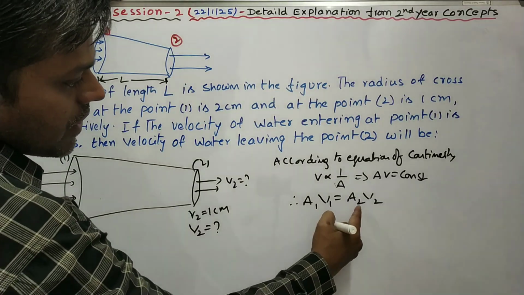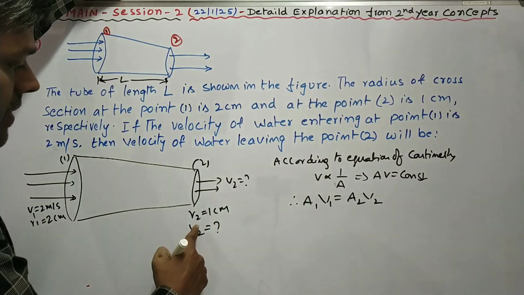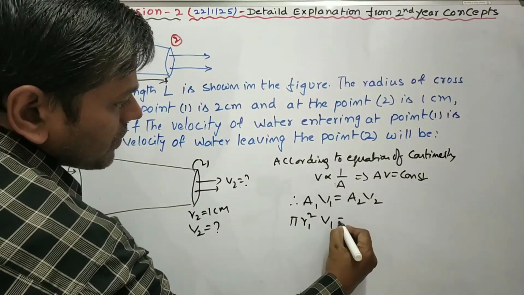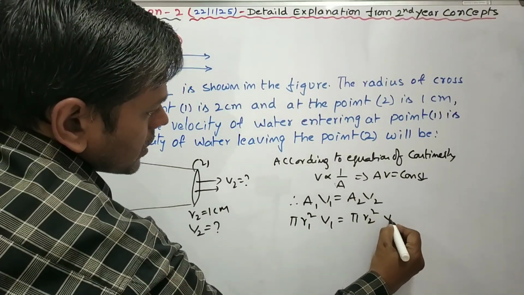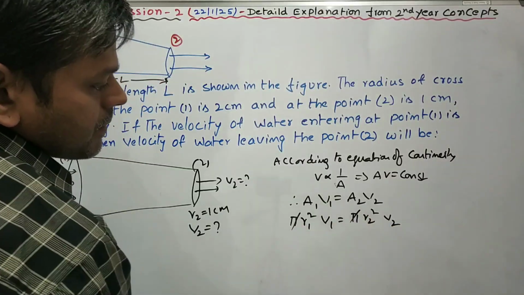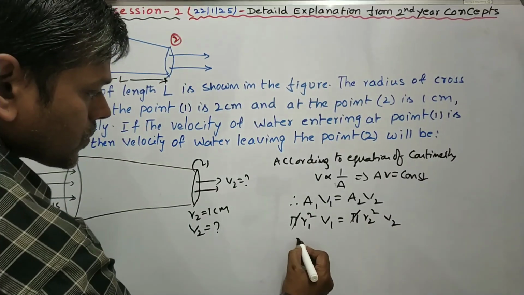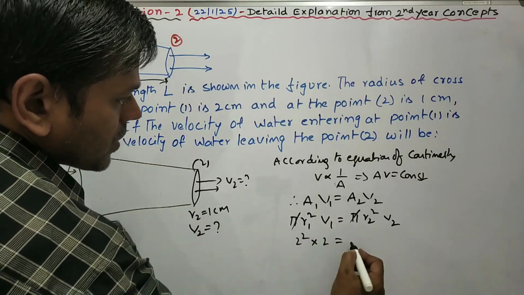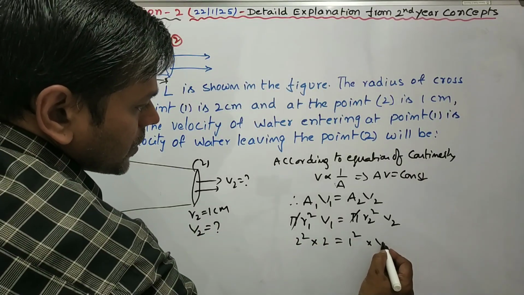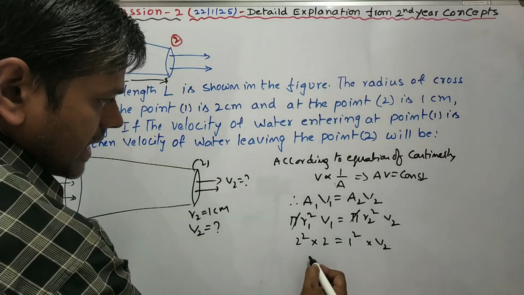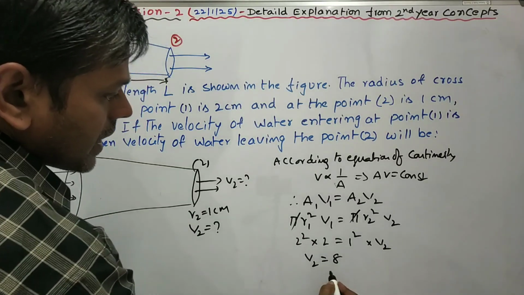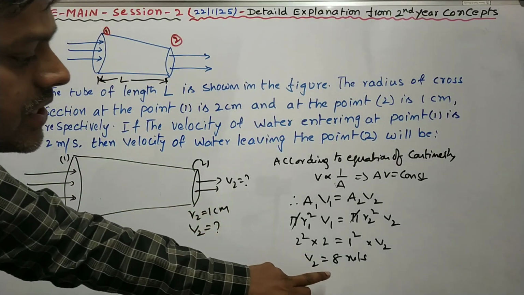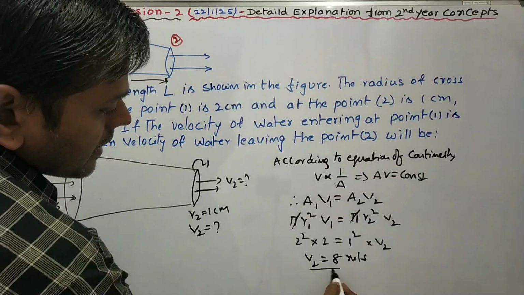So from A1 V1 equal to A2 V2, that means pi R1 squared into V1 is equal to pi R2 squared into V2. On both sides pi cancels. R1 equals 2, so 2 squared into V1, which is 2, is equal to R2, which is 1 squared into V2. So this is 8. That means V2 is equal to 8 meter per second. So from this end the water is coming out with a velocity of 8 meter per second. That's it.